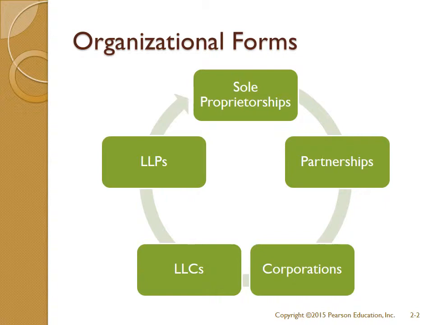So of course here we've got your basic categories of various types of organizational forms for businesses: sole proprietorships, partnerships, corporations, limited liability companies, and limited liability partnerships. Each one of those has some unique features that make it more or less desirable for organizational purposes. None of them are perfect. It's all kind of situational as to which would be the best for whatever situation.